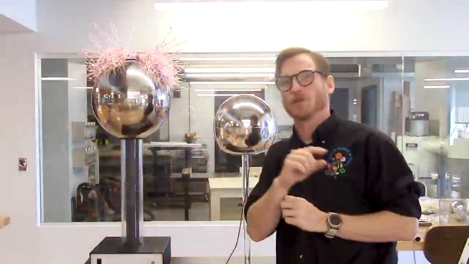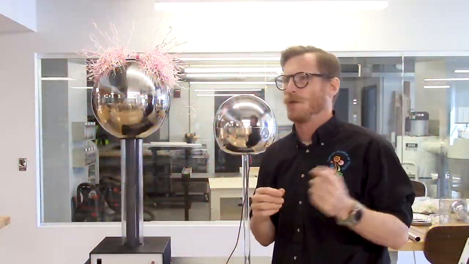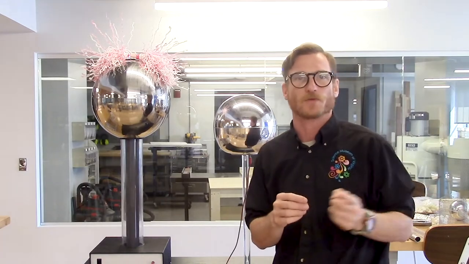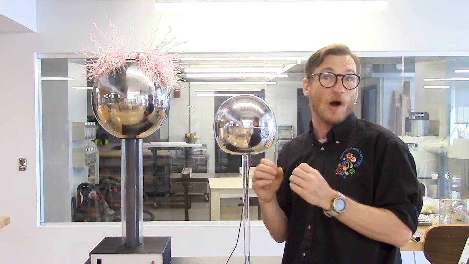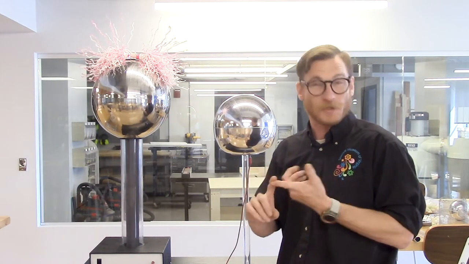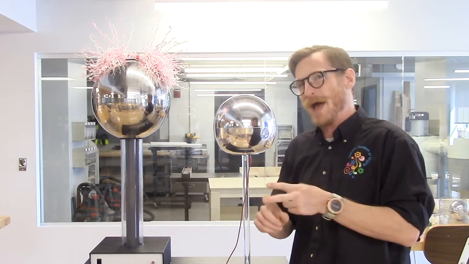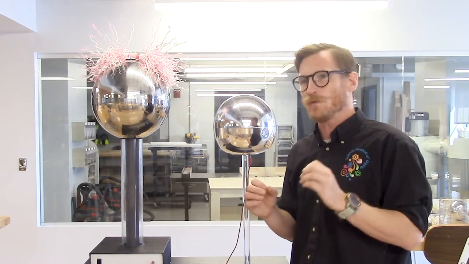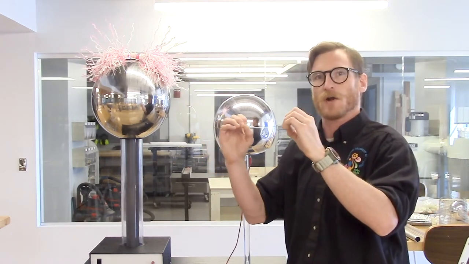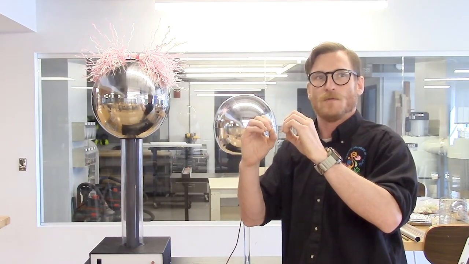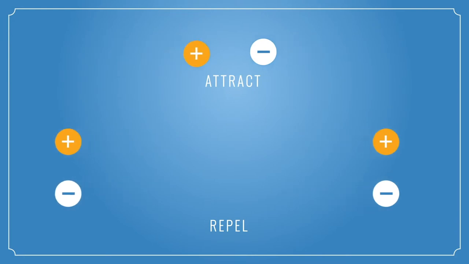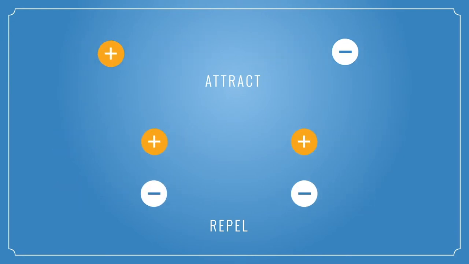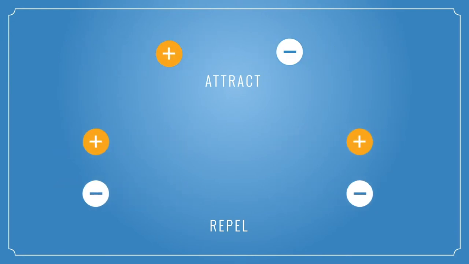Can anybody tell me what charge an electron has? Is it positive, is it negative, or is it neutral? That's right, it's negative. And does anybody know what happens when two things of the same charge come together? We talk about this in electricity. We also talk about it in magnetism. But what happens when two things with the same charge get close together? Who knows? That's right, they are repelled from each other. So when two electrons with negative charges come together, they are repelled from each other.